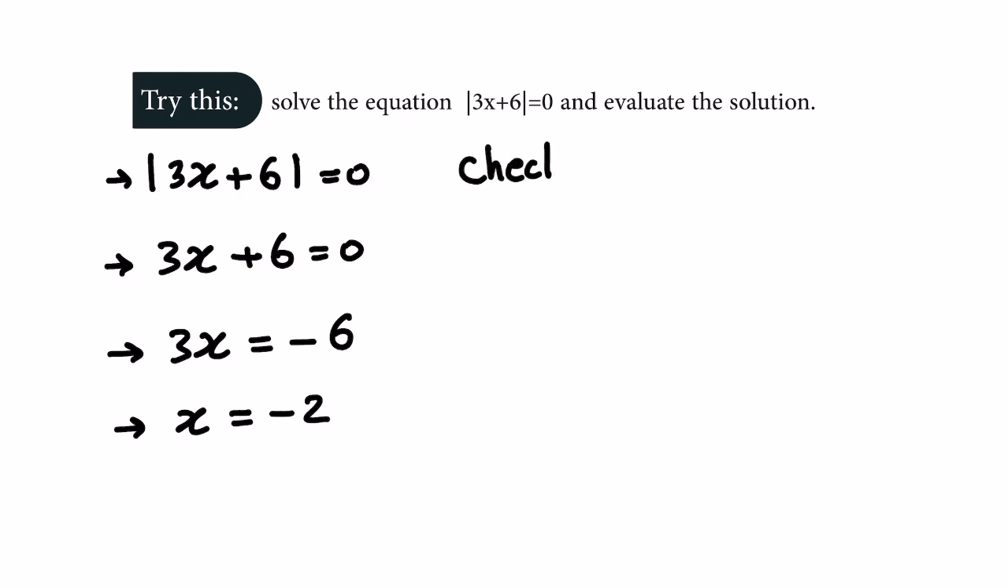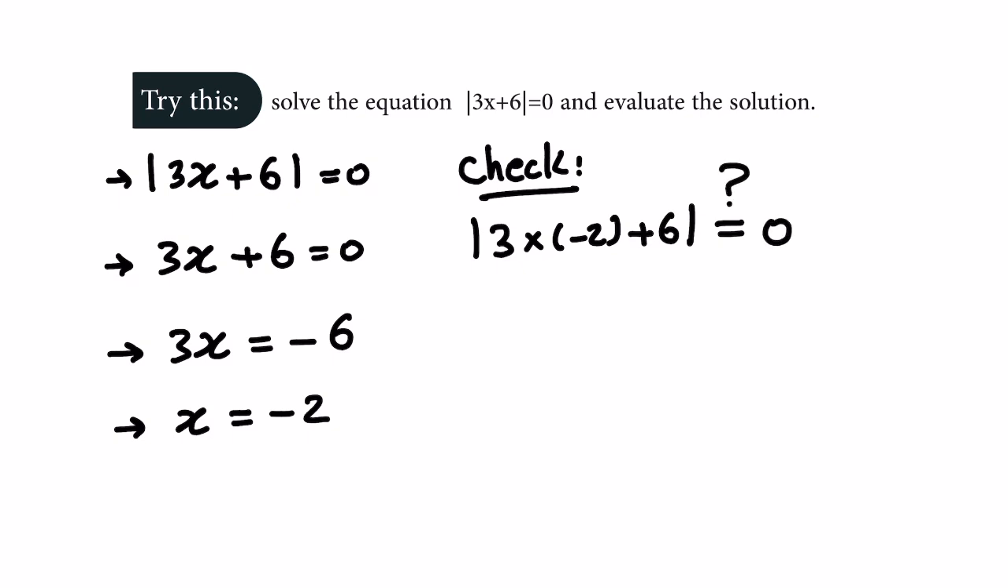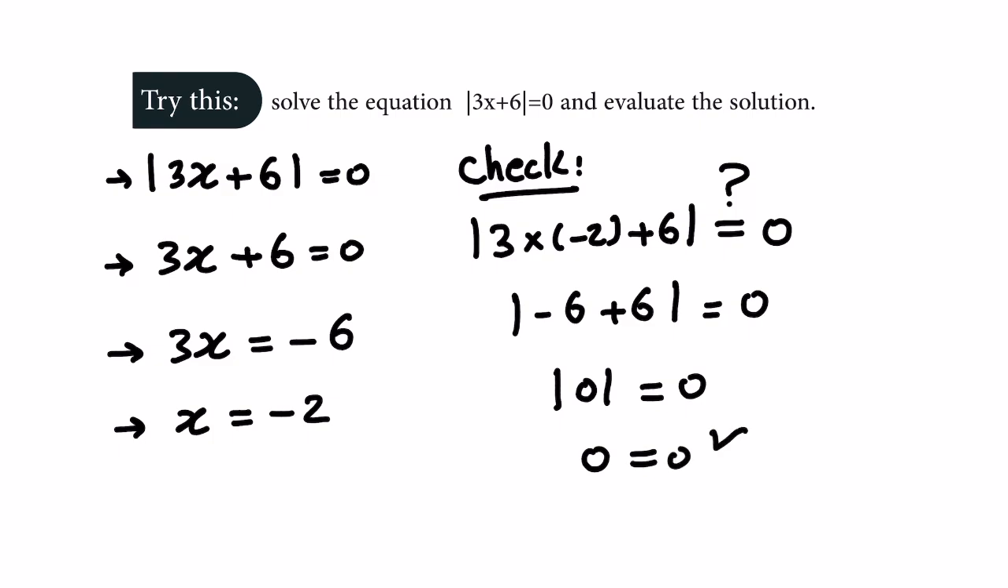Now I'm going to check my answer. By putting it back in the question, we get 3 times -2 plus 6. I'm not sure if it's equal to 0 here. So we get -6 plus 6 equals 0. And the absolute value will be 0, so 0 equals 0. So the answer is true.